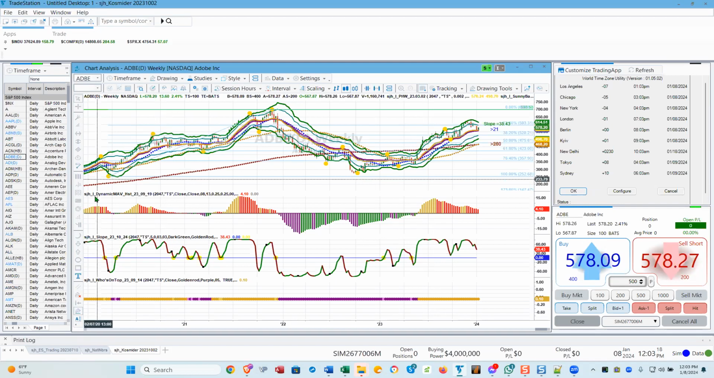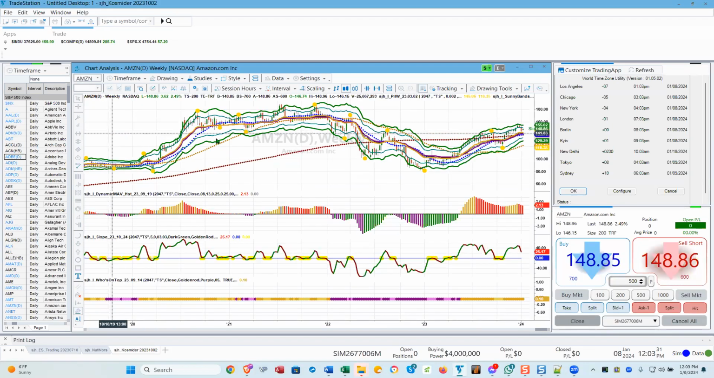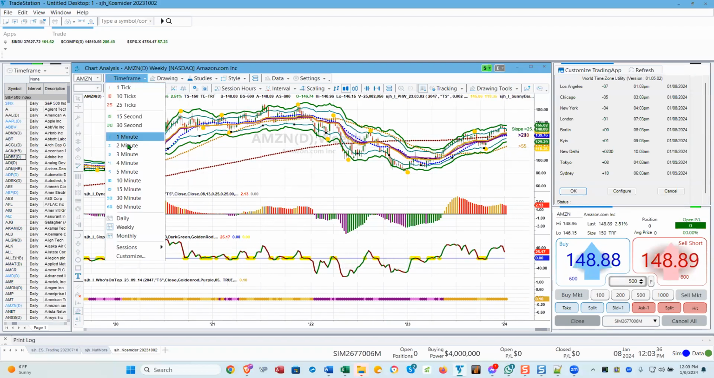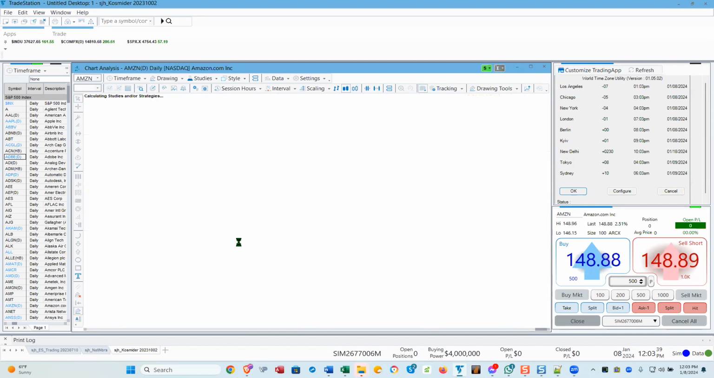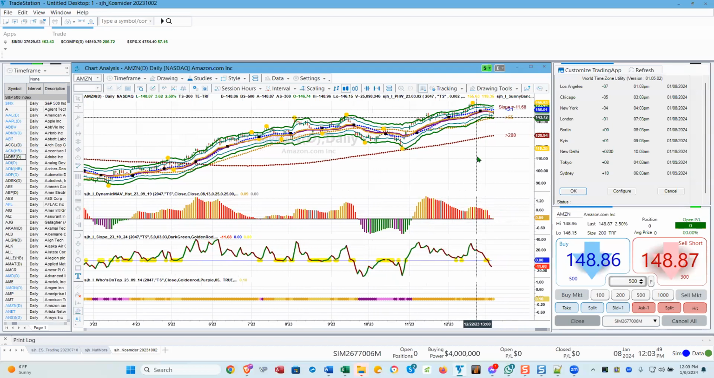Your symbols now. Okay, Amazon. Let's just type it. AMZN. All right. Oh, that's a weekly chart. I like to look at daily charts. All right. So we've got a turn right here on current price. Let's magnify it and see what that looks like close up.